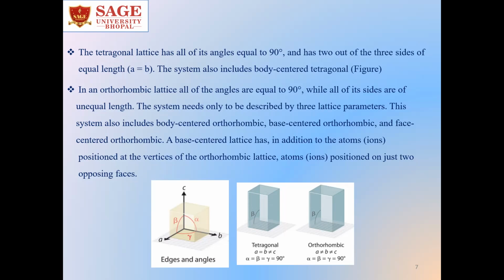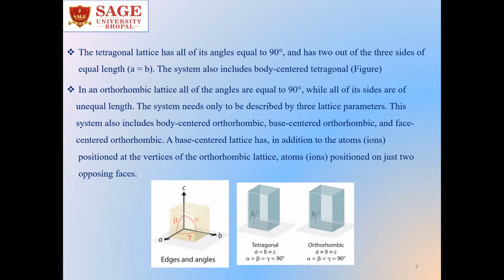Okay. In an orthorhombic lattice, all the angles are equal to 90 degrees while all its sides are of unequal length. The system needs only to be described by 3 lattice parameters. This system also includes body-centered orthorhombic, base-centered orthorhombic, and face-centered orthorhombic. Base-centered lattice has, in addition to the atoms or ions positioned at the vertices of the orthorhombic lattice, atoms positioned on just 2 opposing faces.